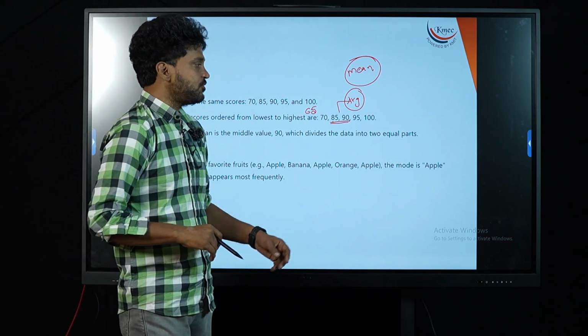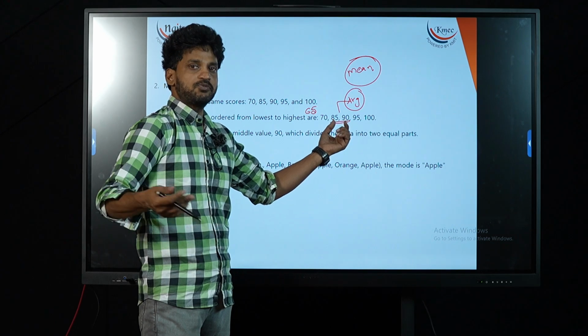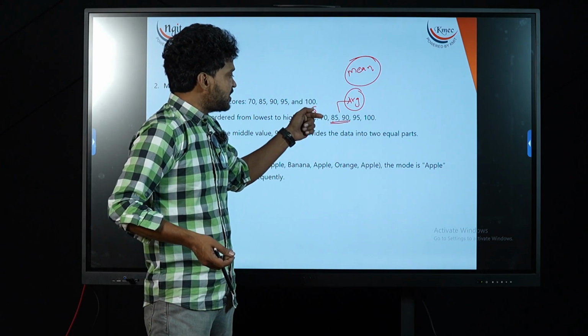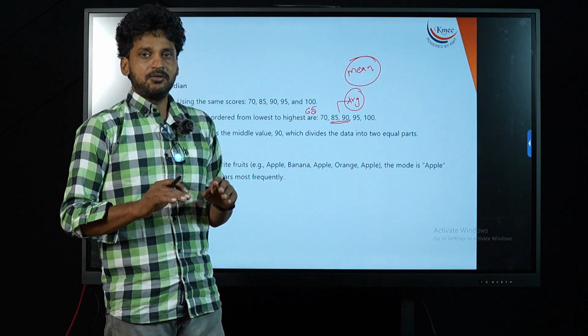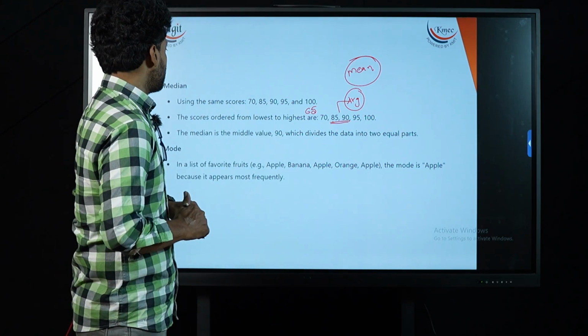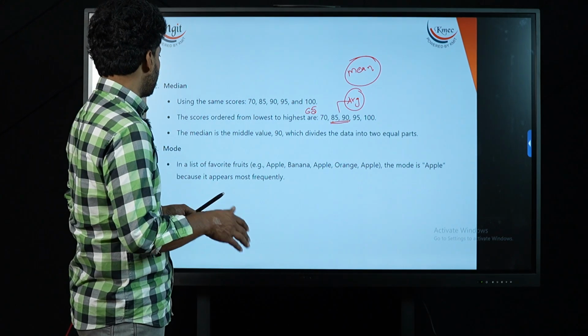In the case of even numbers, we identify the middle 2 values, the middle 2 data points, whatever you call them. The average of those middle 2 points will be the median, in the case of an even number of data points in the data set. In the odd case, the median is the middle value, 90, which divides the data into 2 equal parts.